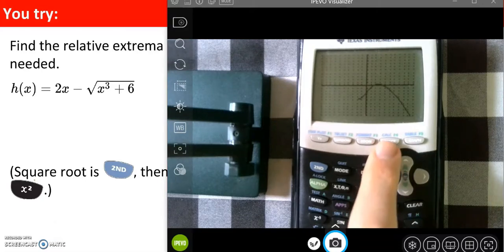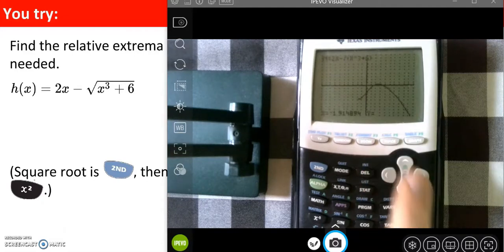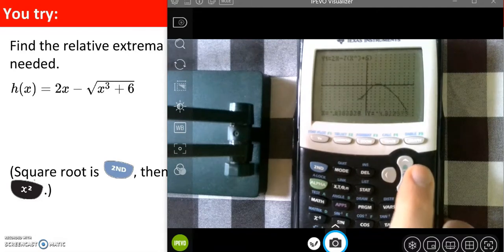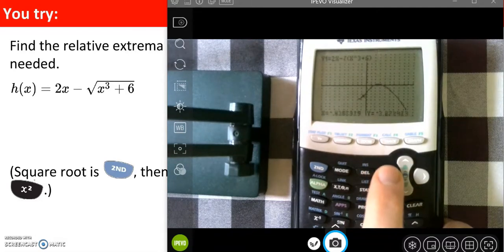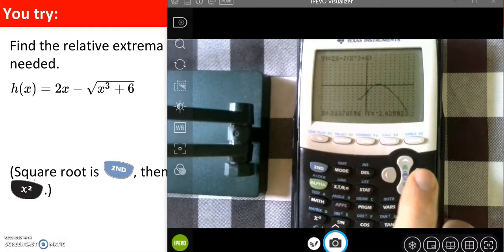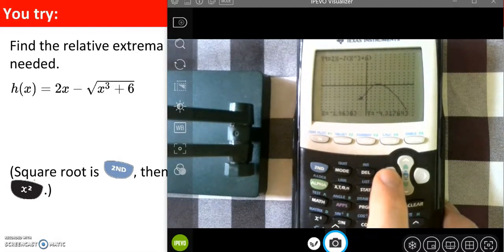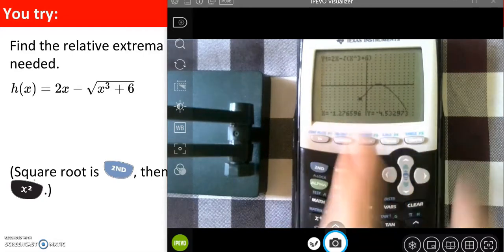I'll simply hit the trace button. If you press the trace button, it will let you use the cursor left and right to scroll through the curve and trace along it with a point. See the little flashing point there? So the best I can do with the technology I have is to get as close to that point at the end of the graph as I can, and then record that ordered pair as an approximation.